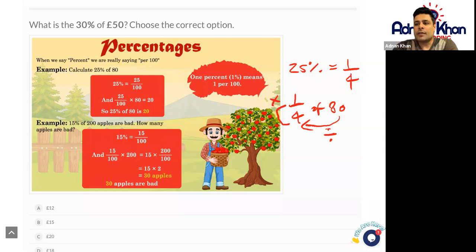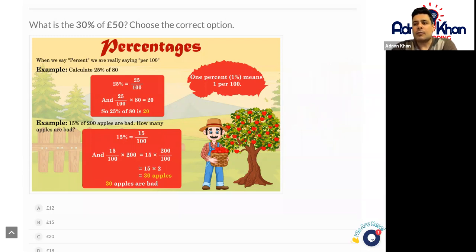So 4 goes into 8 twice, and then there's a 0 left over. So 4 goes into 80 20 times, and 20 times 1 equals 20. So 20 will be 25% of 80, or a quarter of 80.